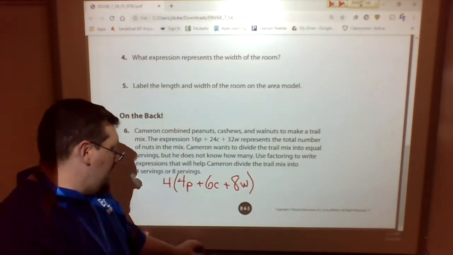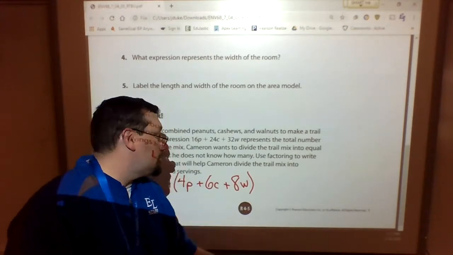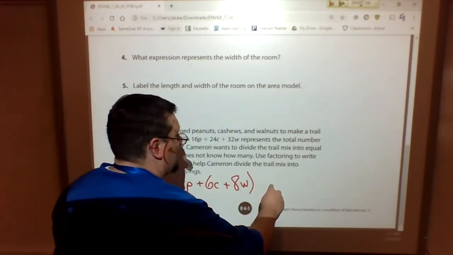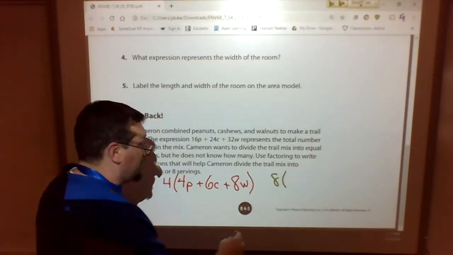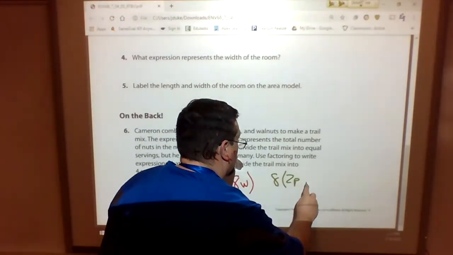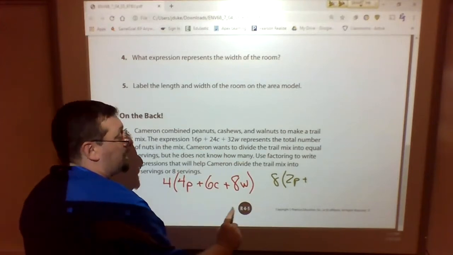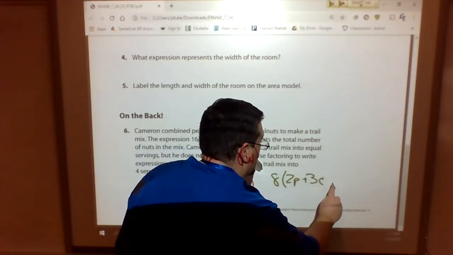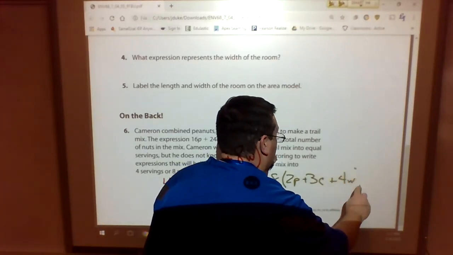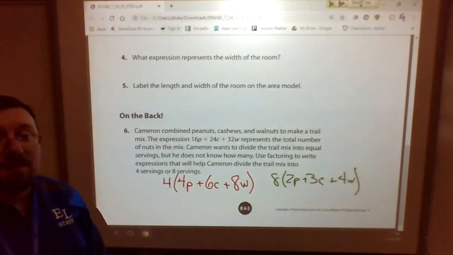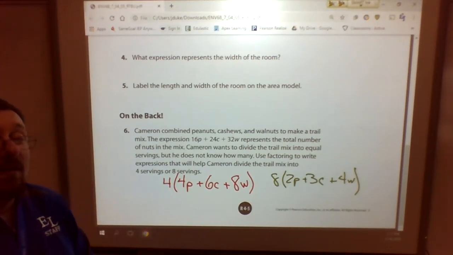All right, so let's talk 8s now. All right, I want to factor the 8 out now. All right, and I factor an 8 out of 16p. I'm left with 2p. I'm left with 3c. And I'm left with 4w. That's what these expressions will look like when you factor out a 4 and an 8.